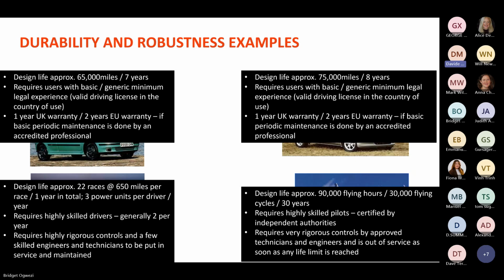If you go then to the extreme of a Formula 1 car, for example, the design life of the car is, let's say, approximately 22 races with an average of 600, 700 miles per each weekend. The vehicle needs to last 1 year. Per each driver, you normally get 3 power units, and normally you have only 2 drivers that start the year and finish the year. Only a number of technicians will be allowed to do a number of operations, so it's very, very restricted. If we apply this in terms of durability and robustness, what does it mean?